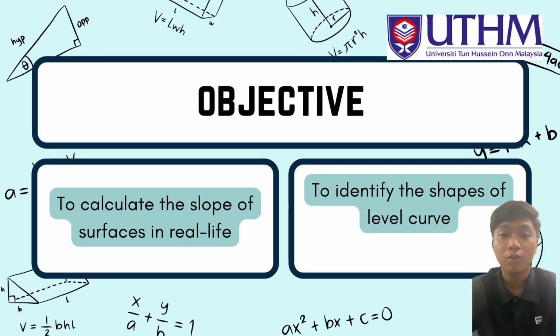Secondly is the objective of the study. Firstly, to calculate the slope of real-life surface by applying mathematical and topographical analysis. Secondly, to identify the shape of level curves or contour lines, which are essential in understanding terrain, elevation, and guiding safe and effective design in civil engineering projects.